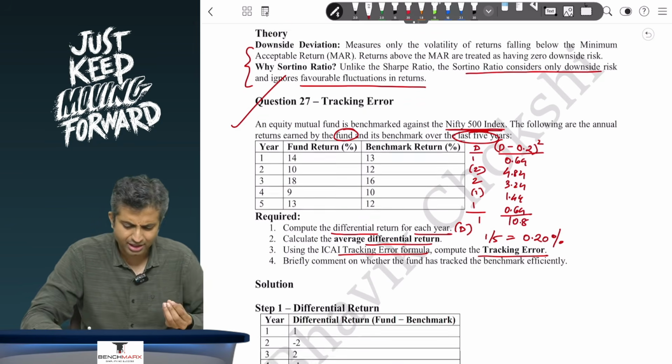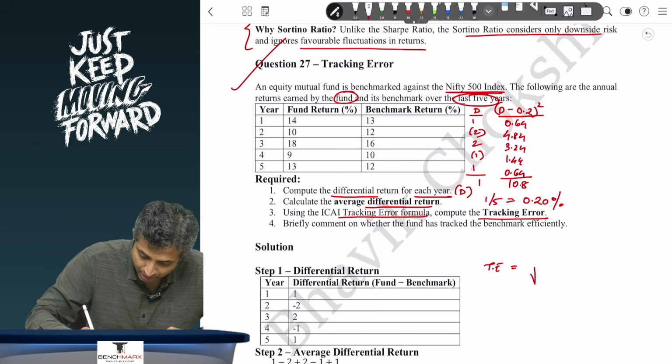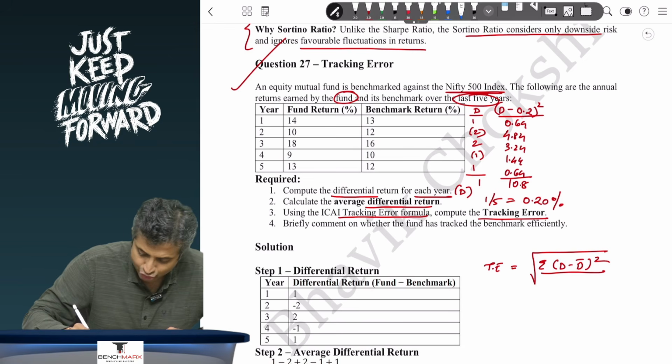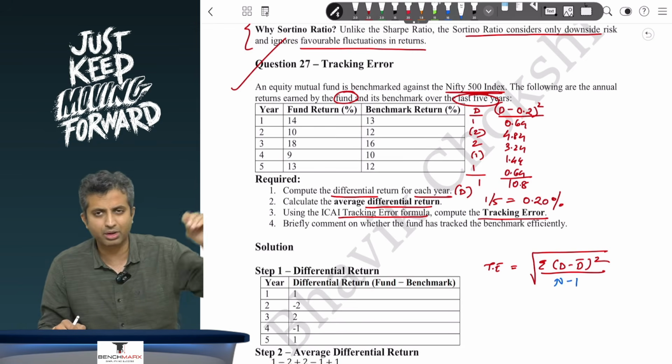Now, ideally, when I look at the standard deviation or the tracking error, the formula should be under the root summation D minus D bar, the whole squared, which we have done, divided by N. Ideally, it should be N. Now, over here, they've taken N minus 1. They've copy pasted this formula from somewhere.